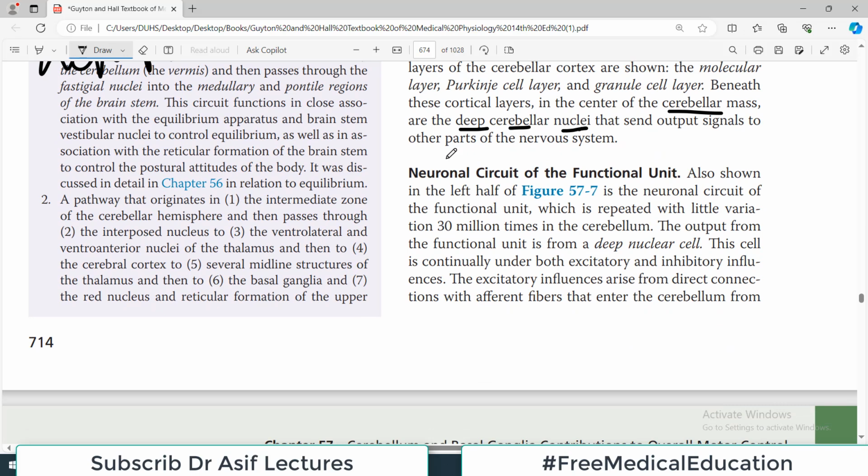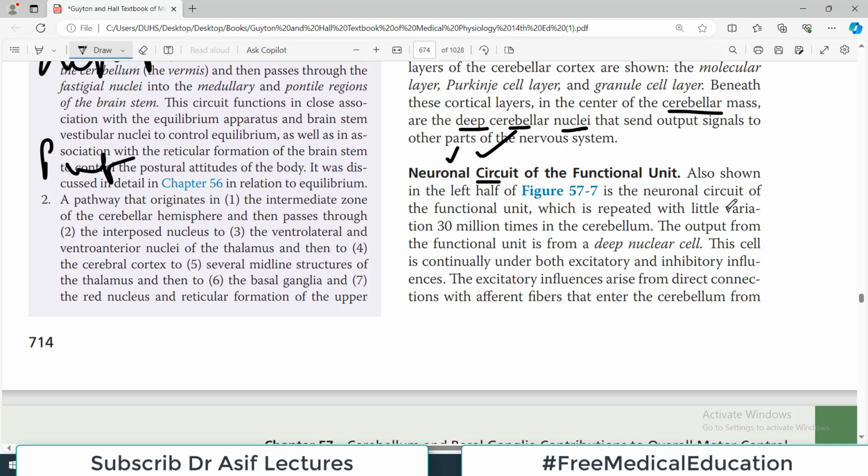अब जो फंक्शनल यूनिट का न्यूरोनल सर्किट है ना, ये बहुत इंपॉर्टेंट है. जैसे सर्किट्स आर ऑलवेज इंपॉर्टेंट. अभी जब हम आगे बेसल गैंग्लिया की बात करेंगे तो विल टॉक अबाउट प्यूटामिन सर्किट, विल टॉक अबाउट कॉर्डेट सर्किट. सो ये सर्किट्स में आपको पता होना चाहिए कि कौन से न्यूरॉन्स इन्वॉल्व हैं, कहाँ से इनपुट आ रहा है, कहाँ आउटपुट जा रहा है.